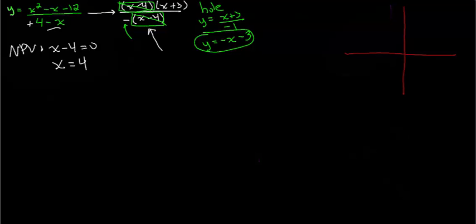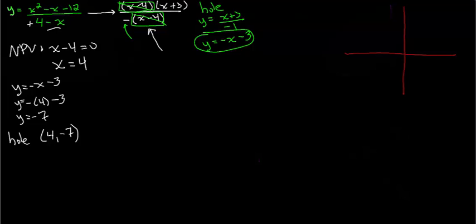So we're going to want to find out the y value of that. So we're going to go to our equation, negative x minus 3. We're going to plug in 4. I'm missing my equal sign. And we're going to get y equals negative 7. So as a coordinate, this hole is at the point 4, negative 7.